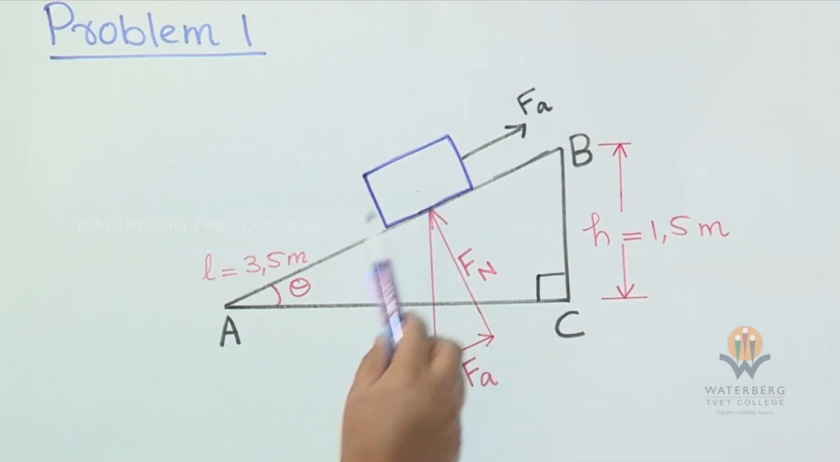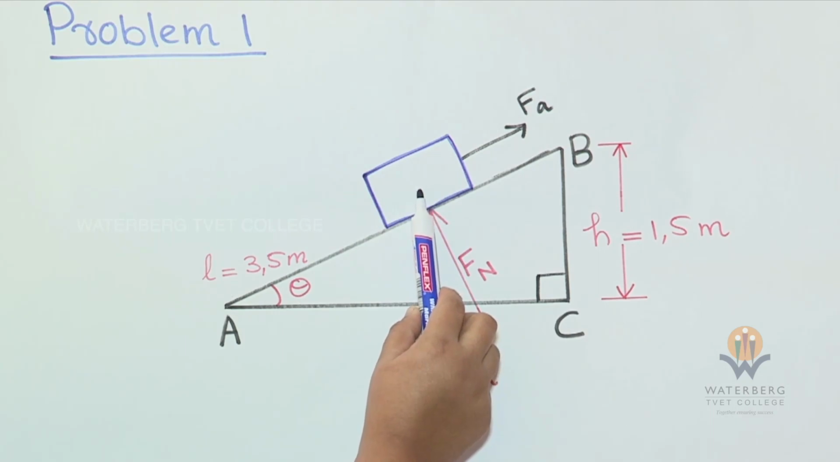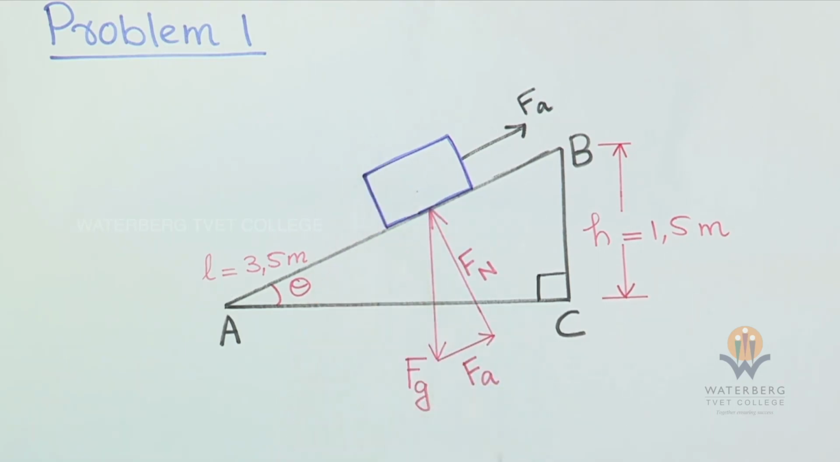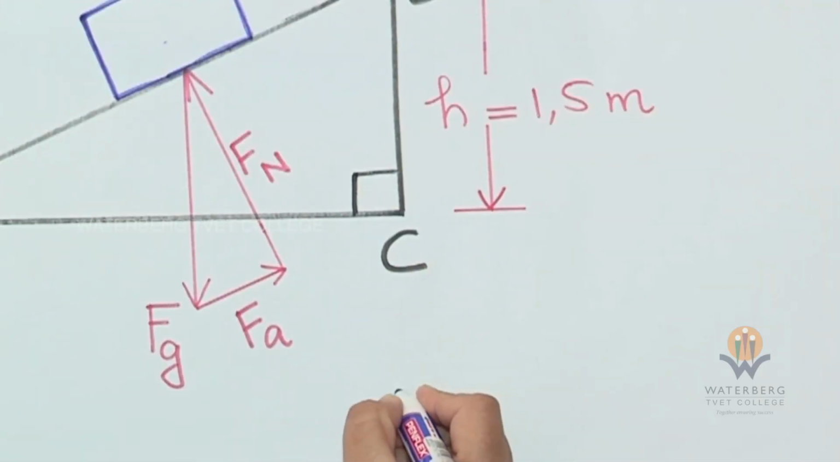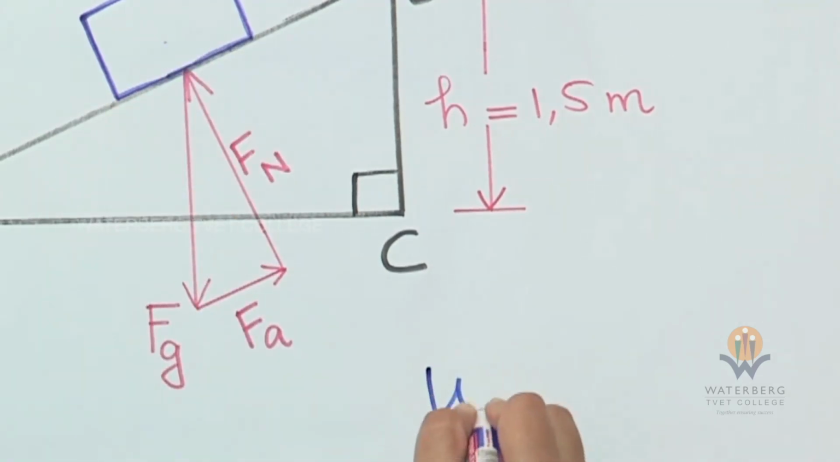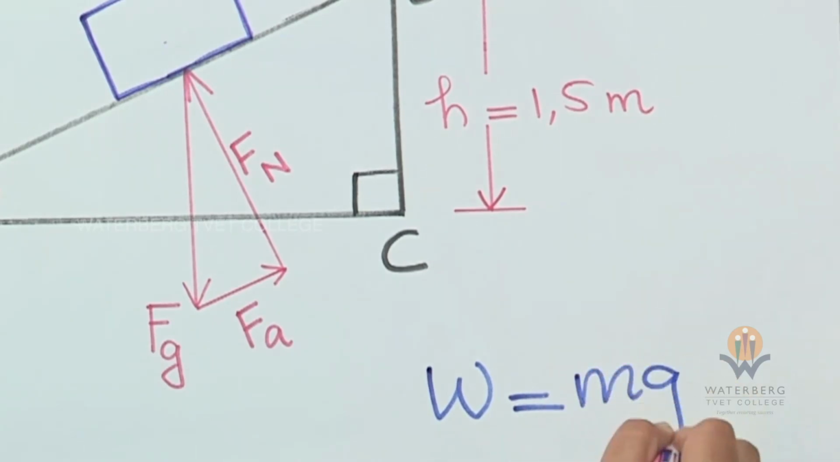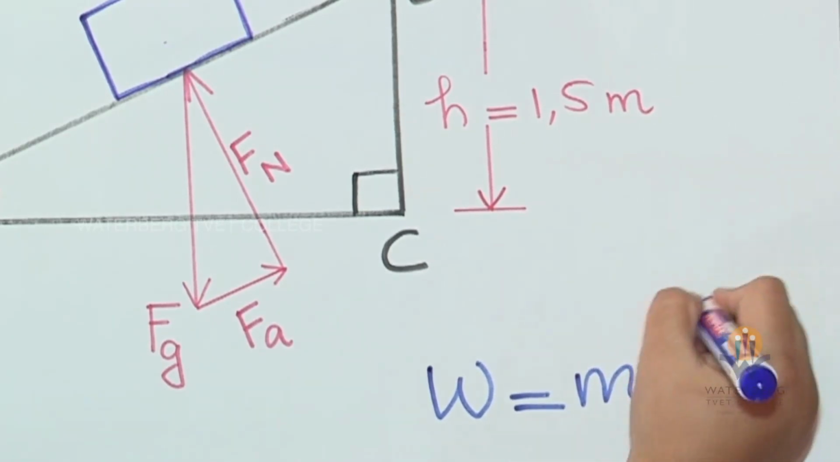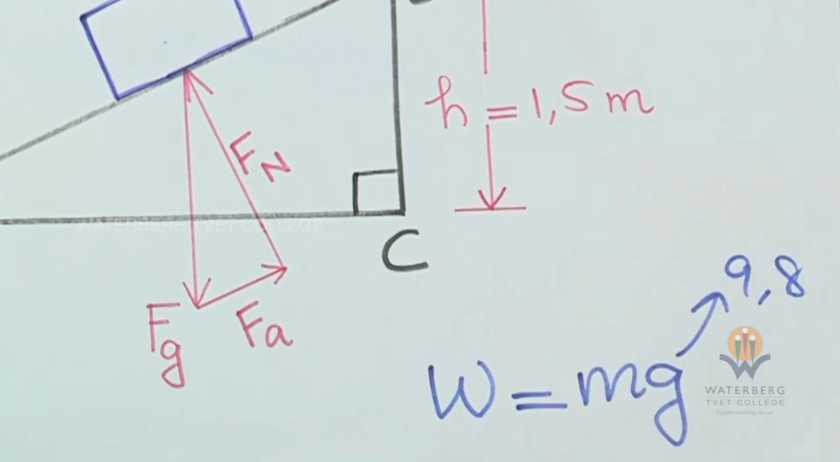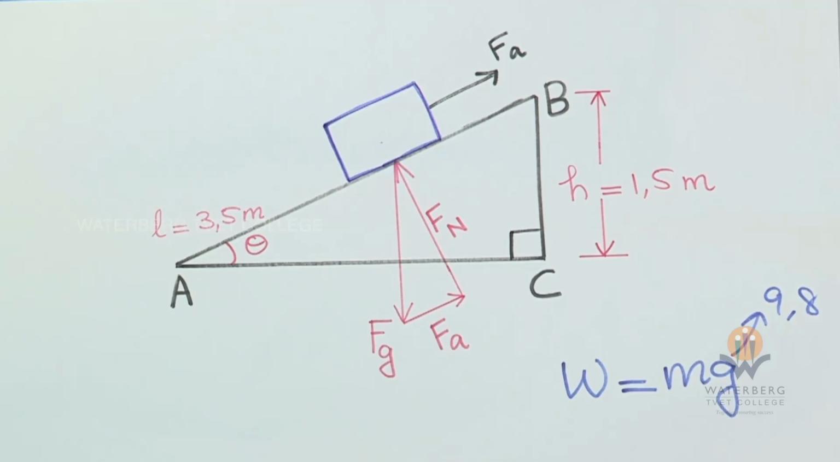Here is our crate with a weight of 2490 Newton. The weight is already given, so we don't need to calculate. But if it's not given, then we need to calculate the weight of the object. If mass is given, then we can calculate the weight as W equals mg, where the value of g is 9.8 meters per second squared. So the weight of the object is given, which is 2490 Newton.